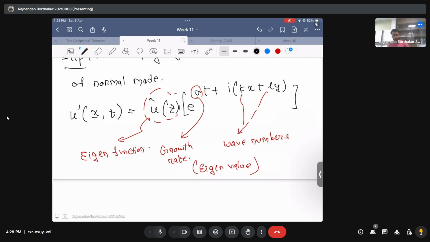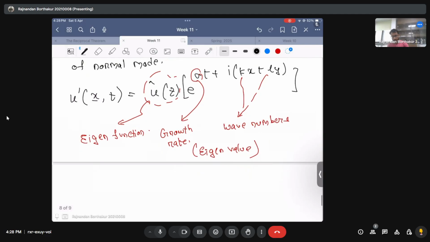This is the x, so this is representing the x perturbations. Now we'll represent the y perturbations, for instance v dash, which is a function of x, y, z and t. This is going to be v hat of z. That is the similar representation. It is going to be e power sigma t plus i(kx plus ly).